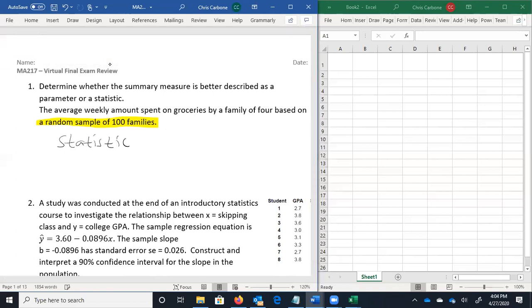And this highlighted part, which you don't need to identify on the final, but I'm just going to for the sake of convenience, this is the sample. Again, you will not be asked that. The only thing it's going to ask you is a parameter or a statistic. In this case, it's a statistic. Any questions about this? Again, we have not seen this in ages.